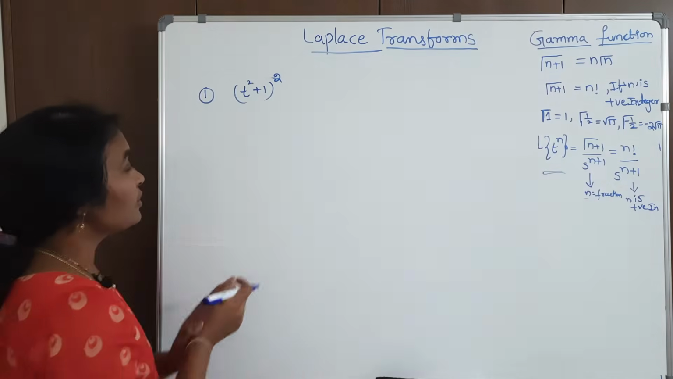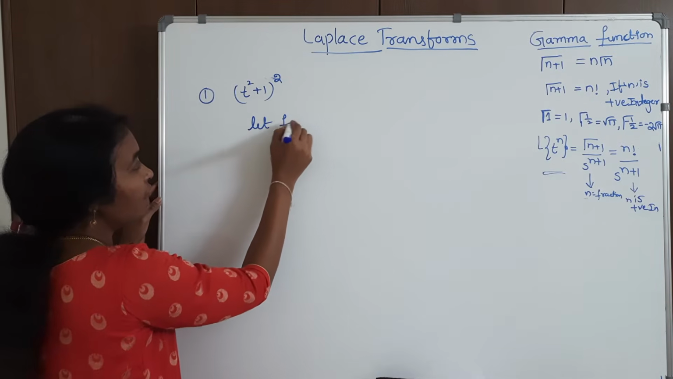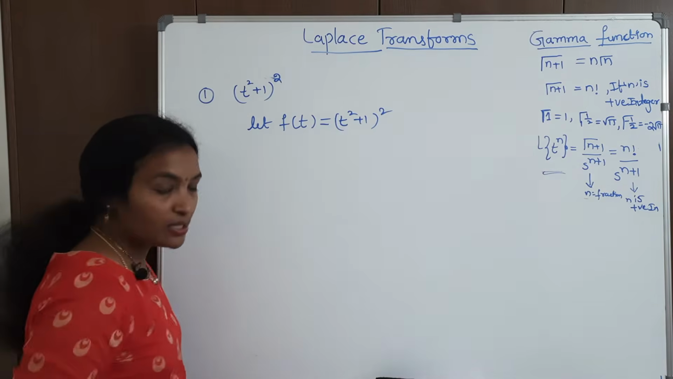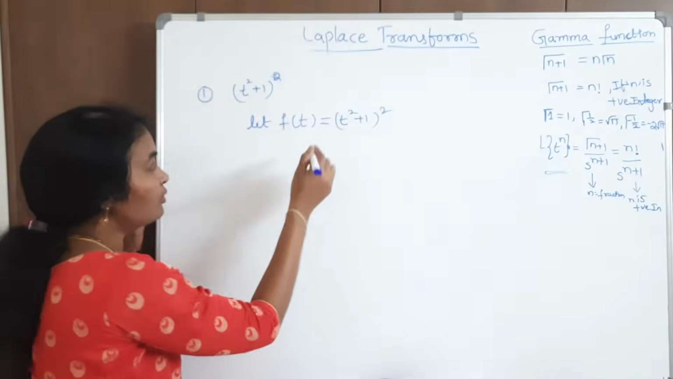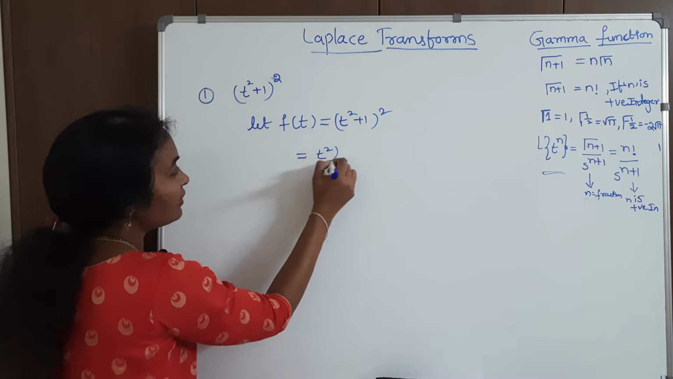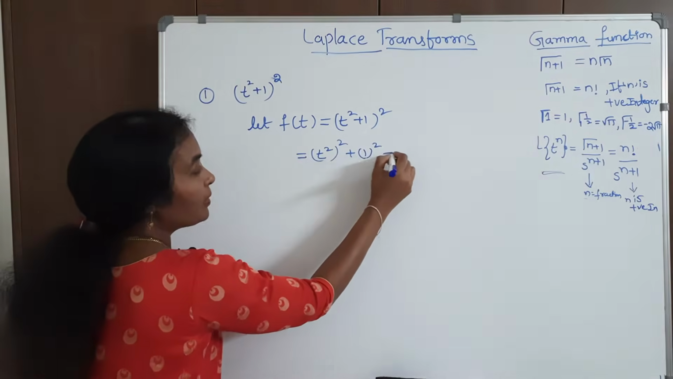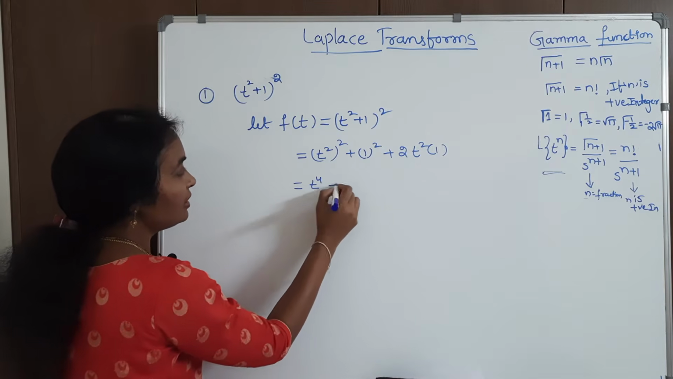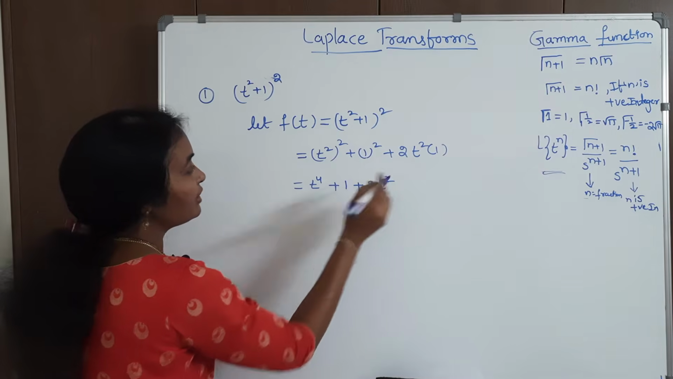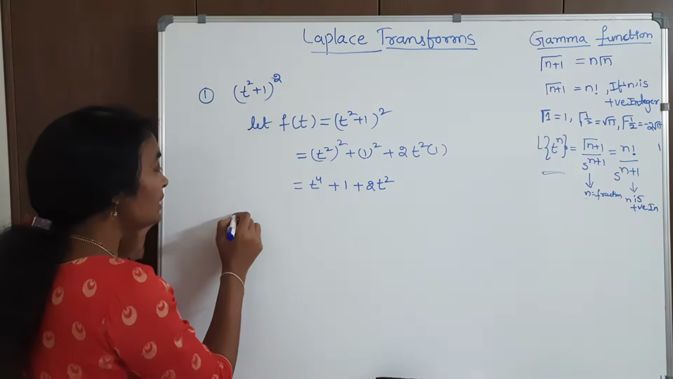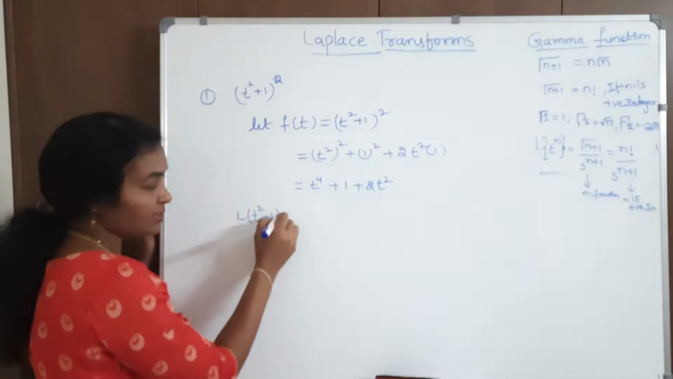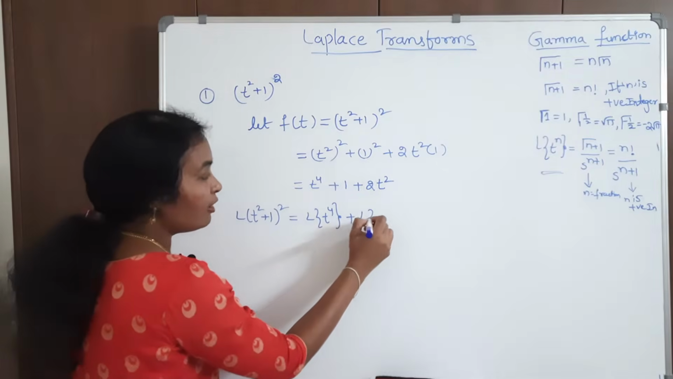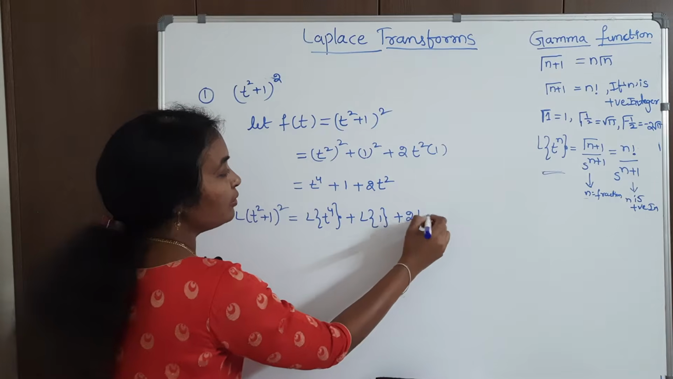First, what is the given function here? That is f of t, t square plus 1 whole square. First you can expand in the form of a plus b whole square. What does it become? a square plus b square plus 2ab. After simplification, apply the Laplace transform to each and every function. Now what should we do? I apply the Laplace transform to this. Then it becomes L of t to the power of 4 plus L of 1 plus 2 into L of t square.